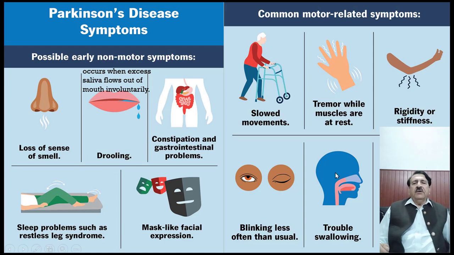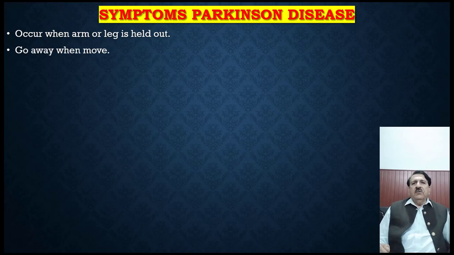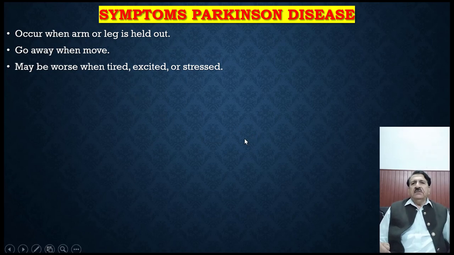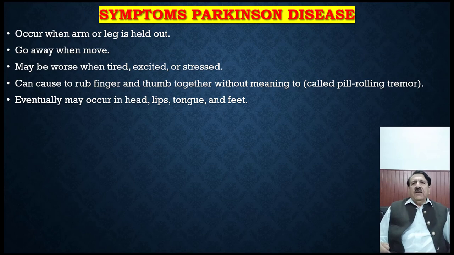Symptoms of Parkinson's disease, tremor, occur when arms or legs are held out and go away when moving. With movements, these symptoms disappear. May be worse when tired, excited, or stressed. In this condition, the movements can be exaggerated. One may rub finger and thumb together without meaning to, called pill-rolling tremor, as discussed previously. Eventually, it may occur in the head, lip, tongue, and feet.